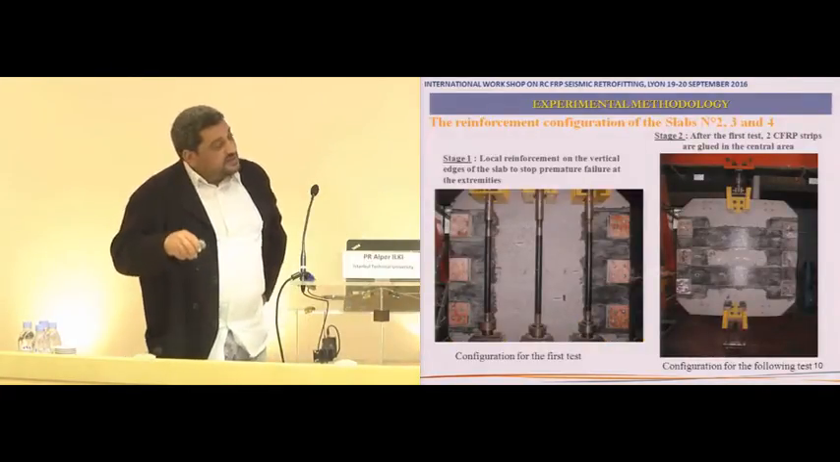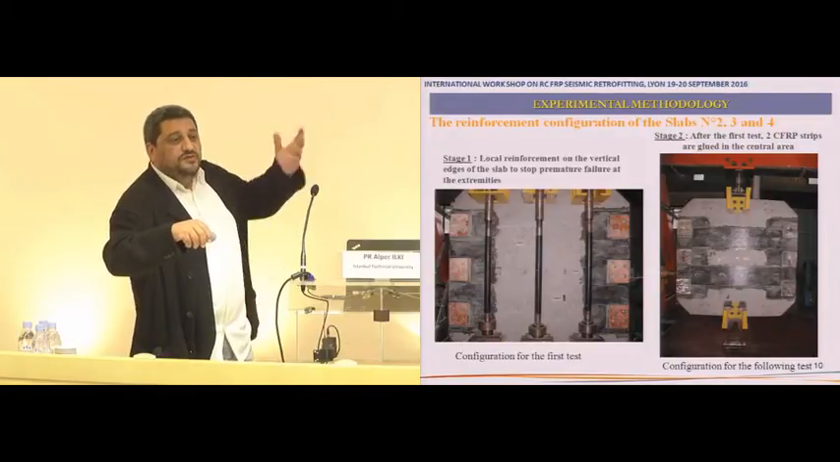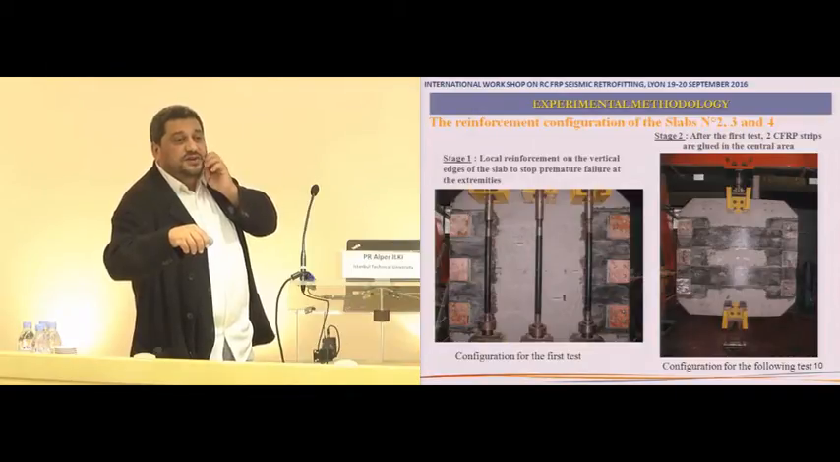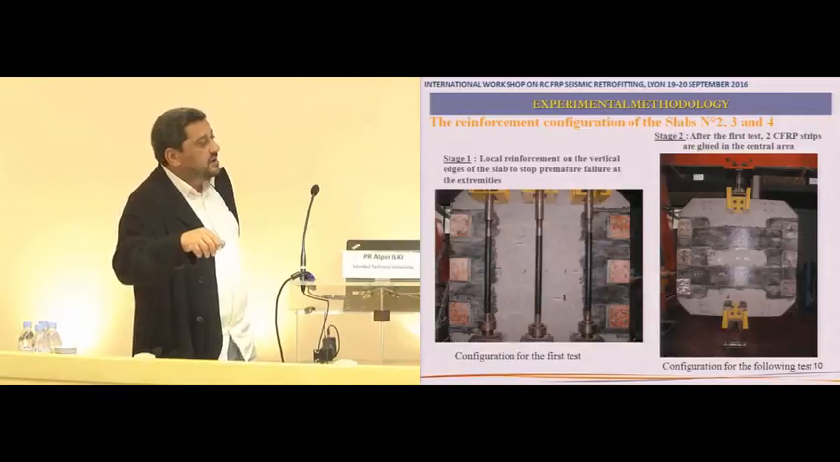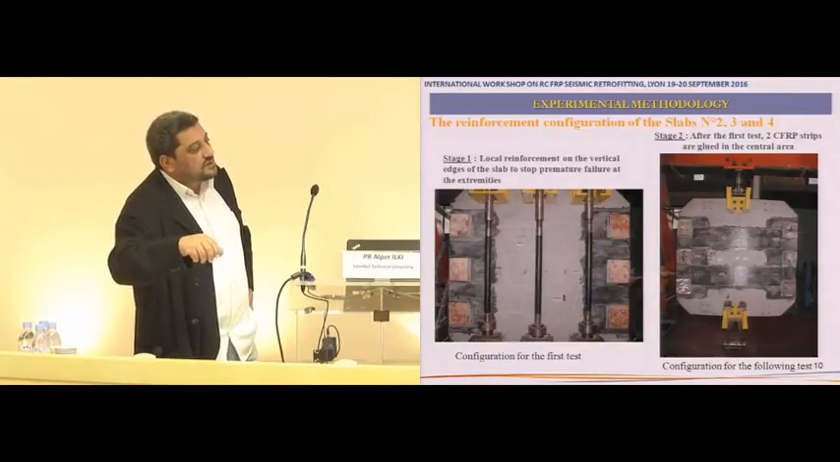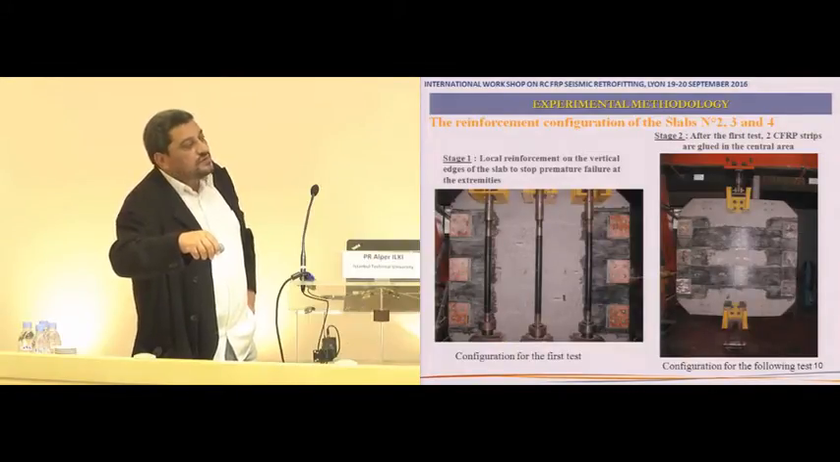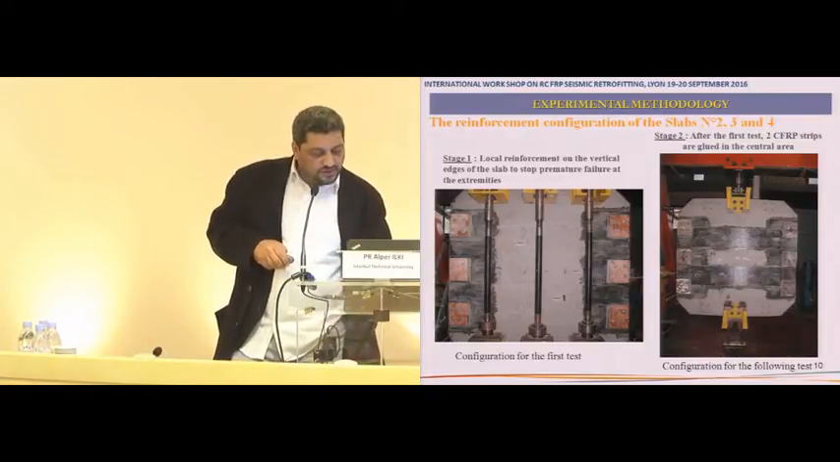For the other tests, we first reinforced the boundary condition, because we found for the first test that the cracks initiate near the boundary conditions, and we have peeling of the carbon fiber layer. So for the second, third, and fourth test, we reinforce the boundary condition first, then we apply cycles to initiate the damage, and then we reinforce the slab.